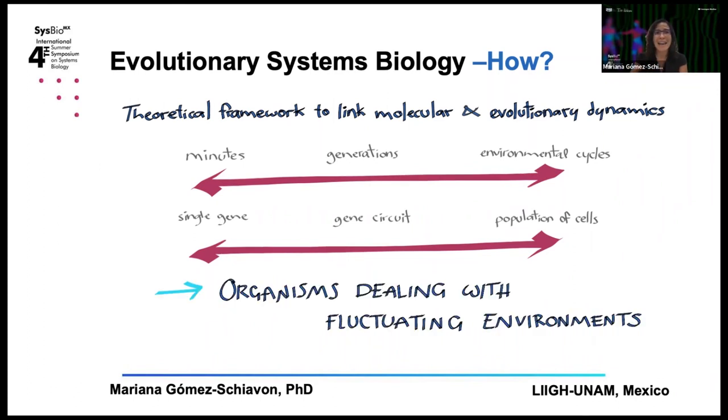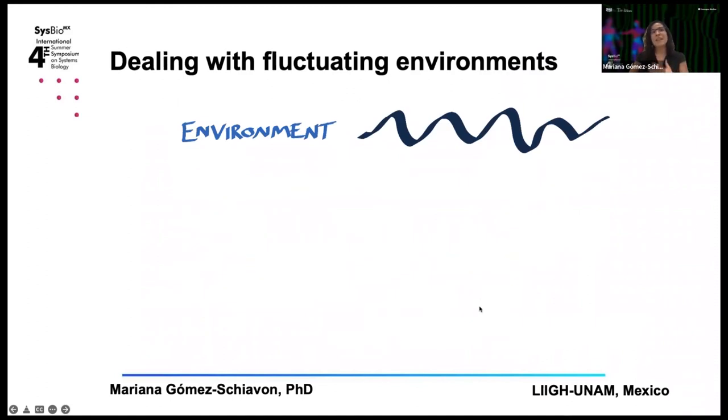And actually, an ideal niche to study the overlap between molecular and evolutionary dynamics is to study the strategies implemented by organisms to deal with a fluctuating environment. So organisms live in a constant fluctuating environment with different levels of uncertainty, different frequencies and types of changes, et cetera, but at the end, an unavoidable fluctuating environment. So it is not surprising that organisms have developed a wide variety of mechanisms to deal with this.